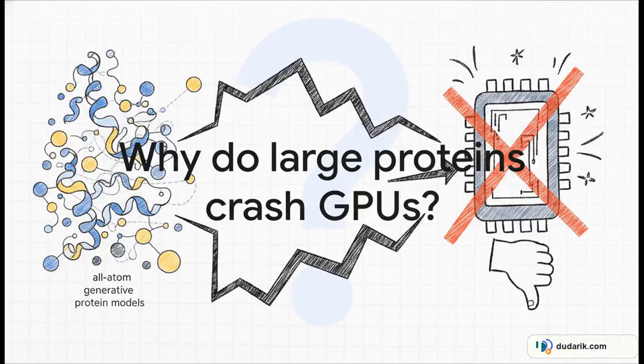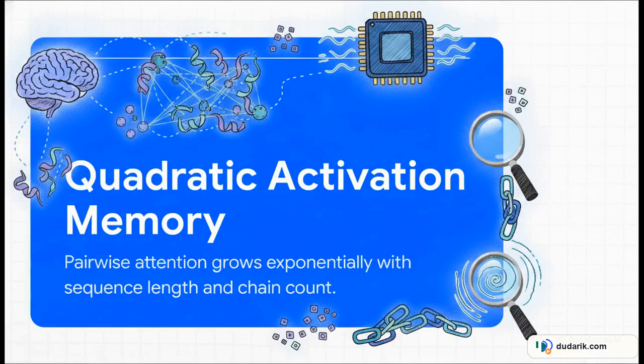So why exactly does this happen? Well, the main culprit is something called quadratic activation memory. You see, the real problem isn't actually storing the model's weights. The real bottleneck is the dense, pairwise representations that these diffusion models absolutely need to capture structural dependencies. Literally every forward pass computes attention over all token pairs, and those resulting activation maps have to live in your GPU's VRAM. As your sequence length and chain count grow, the math gets brutal, fast.